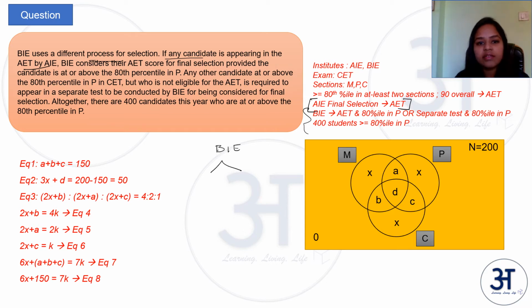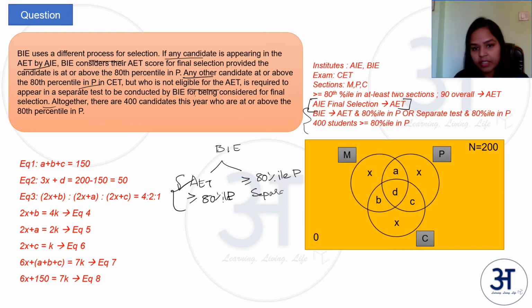The first condition is if the candidate gets selected for AET. So if the candidate is writing the AET exam and has greater than or equal to 80th percentile in physics, it considers the AET score. The second thing is any other candidate at or above 80th percentile in P. Again, in the second case also it wants greater than or equal to 80th percentile in P. So those candidates who are not eligible for AET are required to appear for a separate test conducted by BIE for being considered for final selection. So they will write a separate test.